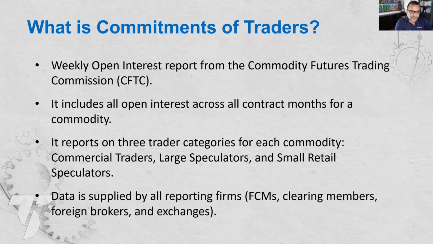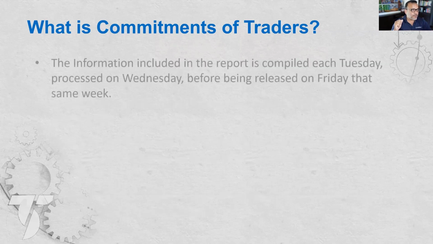The data is supplied by all reporting firms: FCMs, futures commission merchants, clearing members, foreign brokers, and exchanges. All these different entities connected to futures trading have an obligation to report any trades meeting these thresholds, these levels that the CFTC requires a report for. Of course, that's where the CFTC Commitments of Traders report comes from.